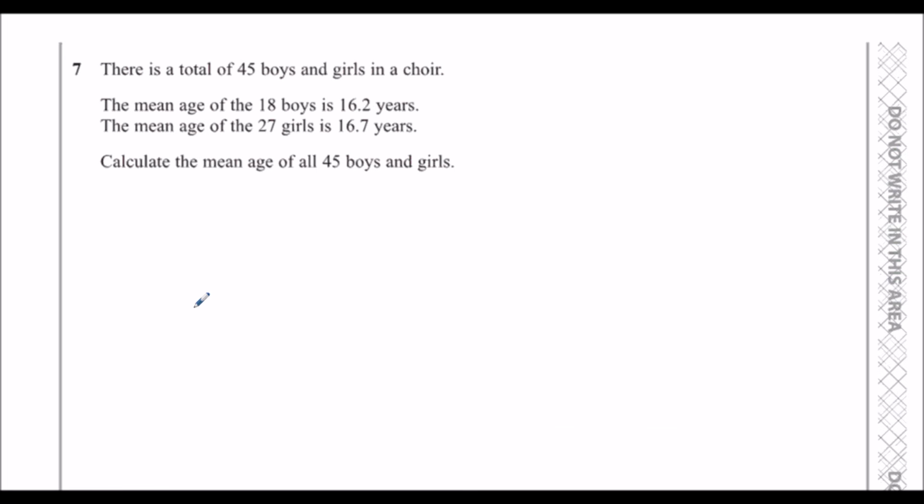Question 7. There is a total of 45 boys and girls in a choir. The mean age of the 18 boys is 16.2. The mean age of the 27 girls is 16.7. Calculate the mean age of all 45 boys and girls.